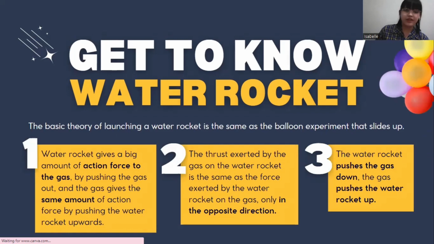The basic theory of launching a water rocket is the same as the balloon experiment that slides up. First, the water rocket gives a big amount of action force to the gas by pushing the gas out, and the gas gives the same amount of force by pushing the water rocket upwards. Second, the thrust exerted by the gas on the water rocket is the same as the force exerted by the water rocket on the gas, only in the opposite direction. Third, the water rocket pushes the gas down and the gas pushes the water rocket up.